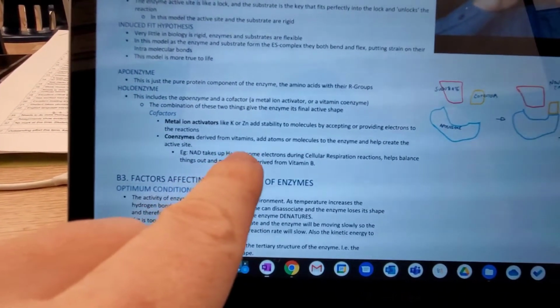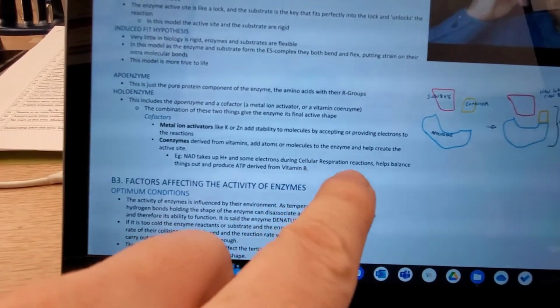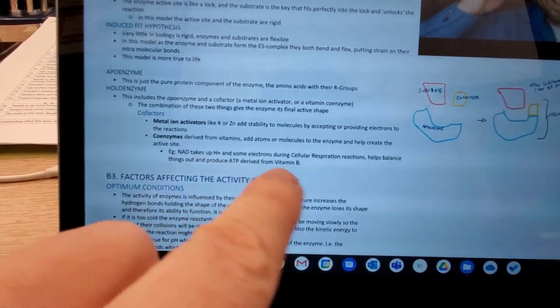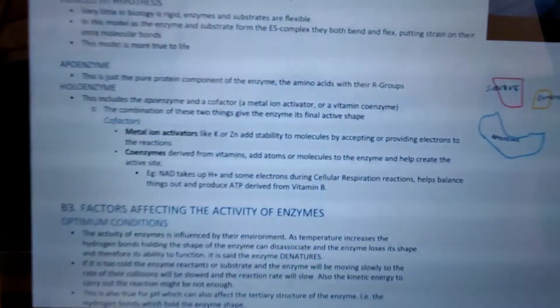And then another one is it can be actually just another protein or vitamin. So NAD takes up excess hydrogen, some electrons during cellular respiration, so it helps balance things out and produce ATP. So that's why vitamin B is really important, because cellular respiration, as you know, is super important.